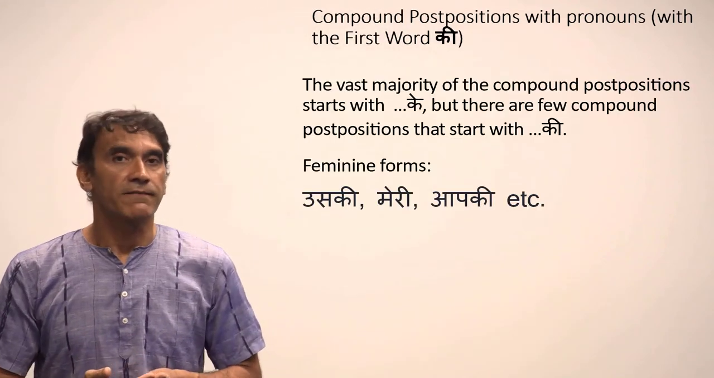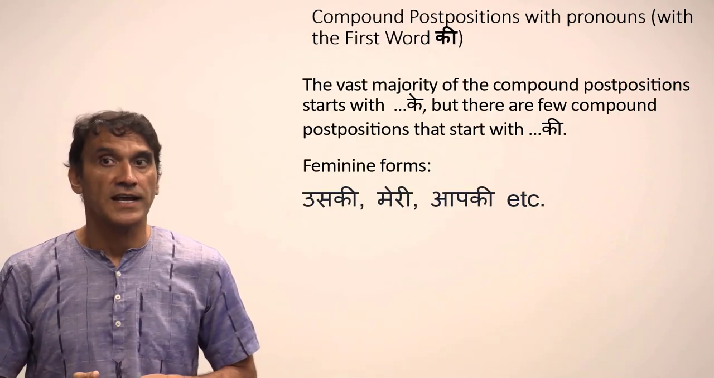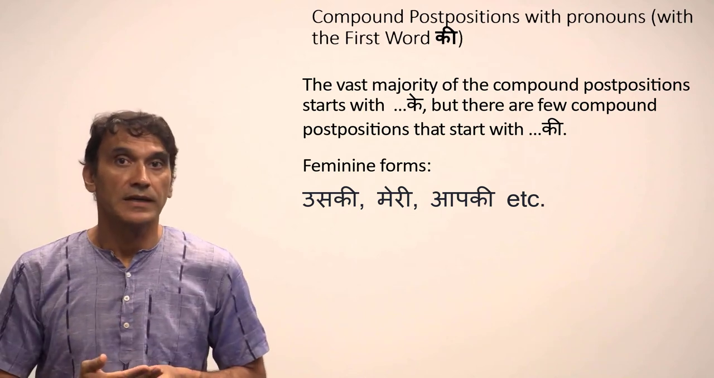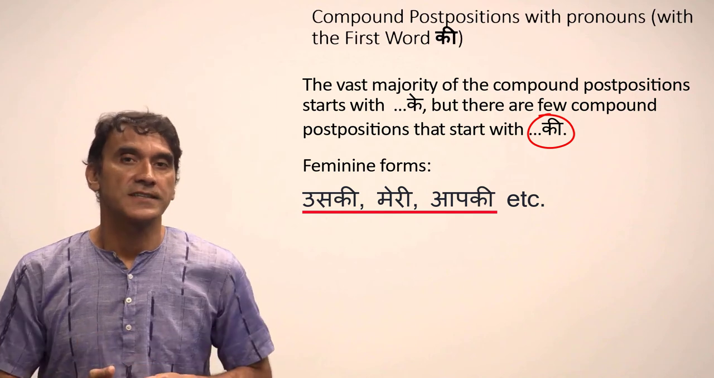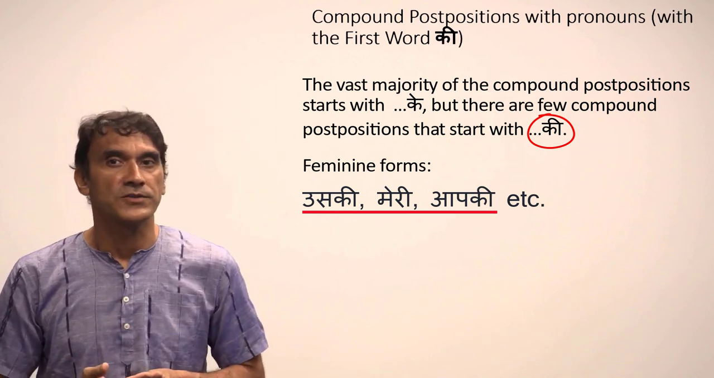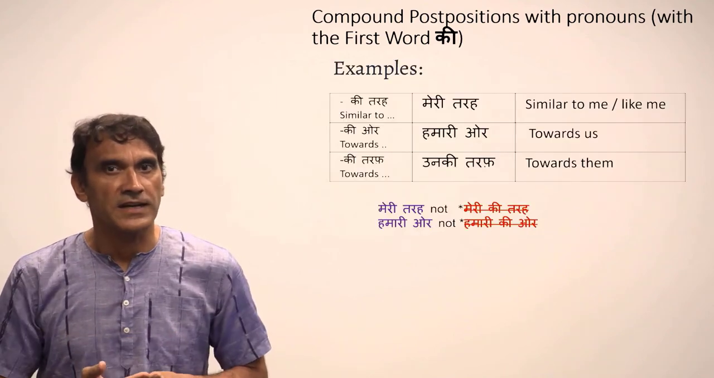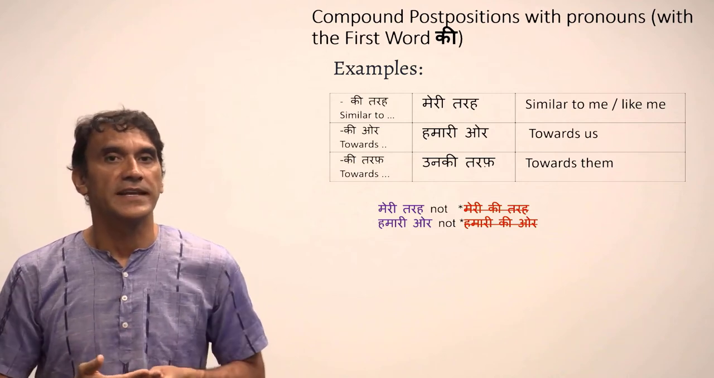As I mentioned, the vast majority of the compound postpositions have the first word ke. But there are a few compound postpositions that start with ki. In such cases, the feminine form of the possessive pronoun will be used. Here are some examples of the compound postpositions that start with ki.